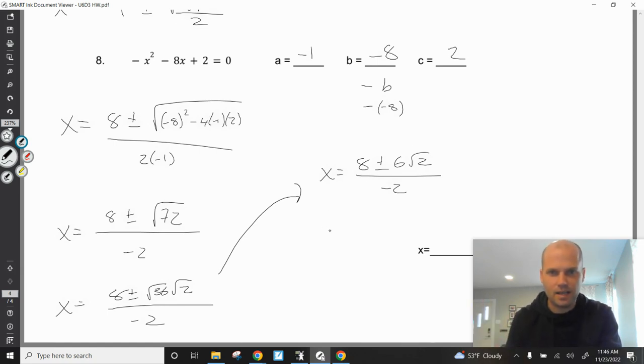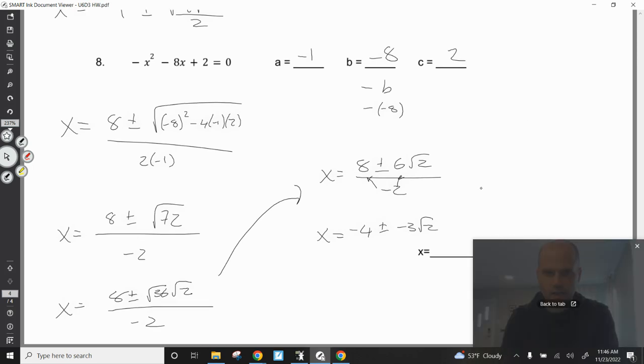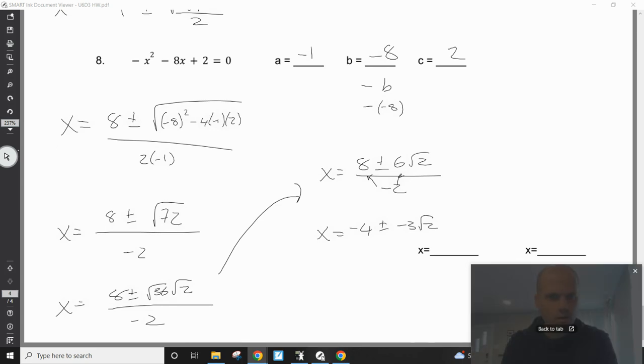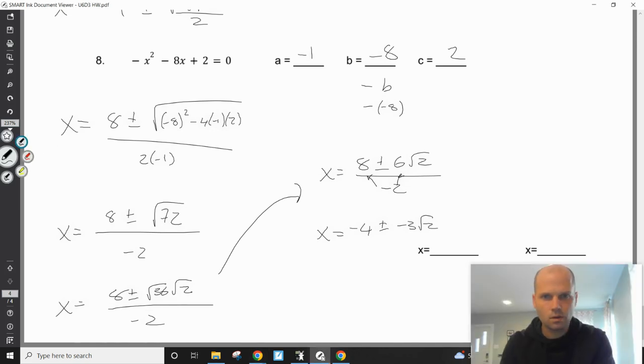I mean, I like this method too. This is totally fine. Divide this and this at the end by negative 2. And we get these two. Negative 4 plus or minus 3 root 2, which means you're going to get negative 4 plus 3 root 2 and negative 4 minus 3 root 2.